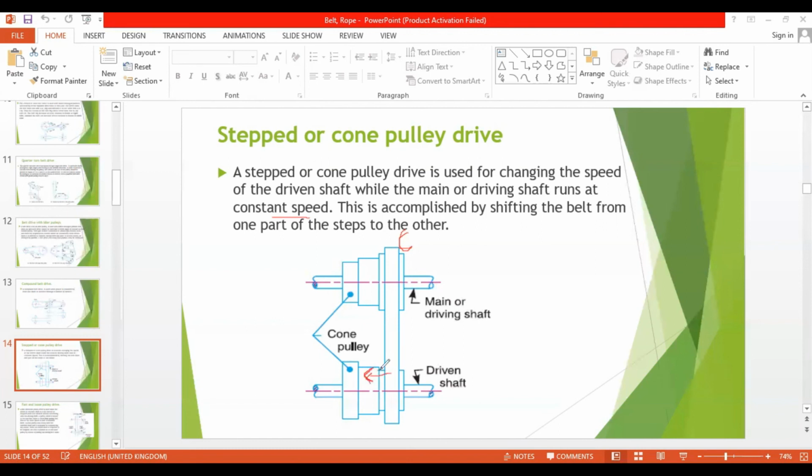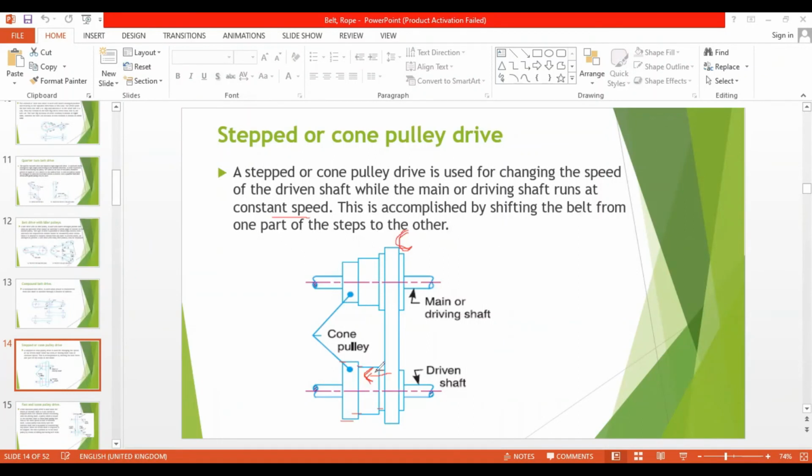Here you see the diameter of this pulley is smaller than the diameter of this pulley, and that is smaller than this pulley, right? So when the diameter increases, the velocity decreases. Based on this, I can move this belt from one pulley to the other while the main or driving shaft runs at a constant speed. We don't need to stop it, but we can adjust only with these pulleys.